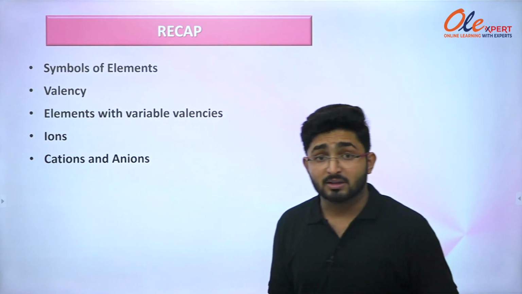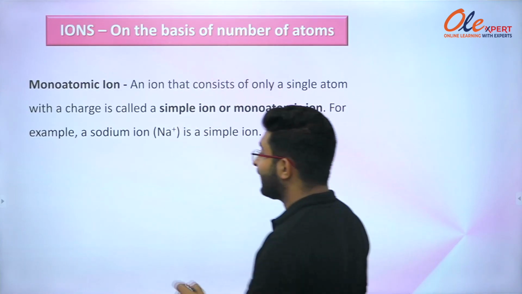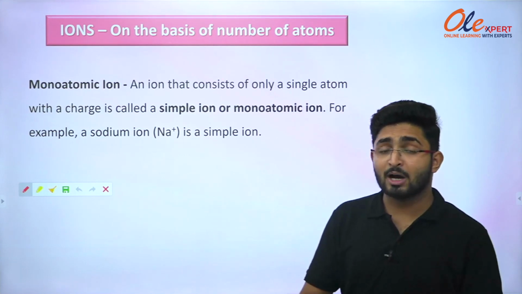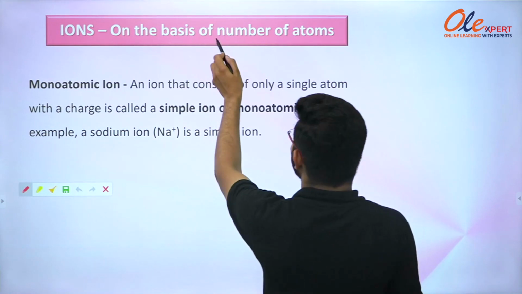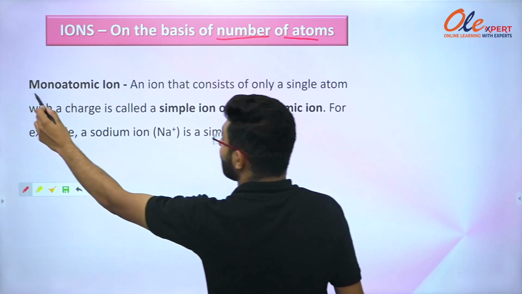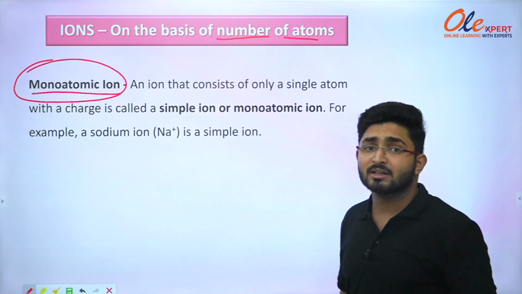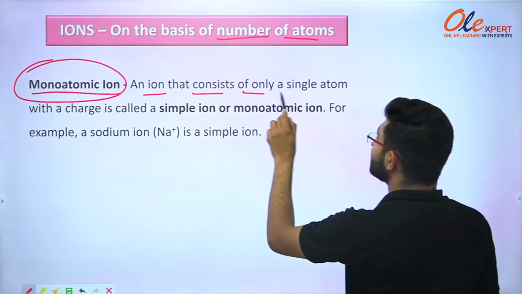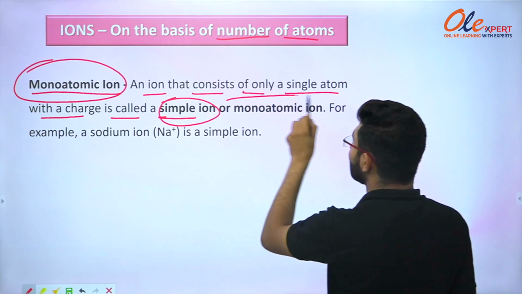So today we are going to continue further with the types of ions. Today's first topic is ions on the basis of number of atoms. Till now we have studied ions on the basis of nature of charges. Monoatomic ion is the first type of ion under this basis. An ion that consists of only a single atom with a charge is called a simple ion or monoatomic ion.